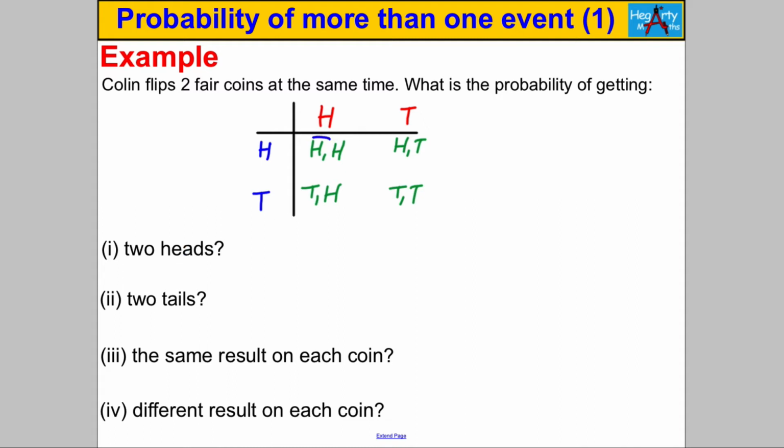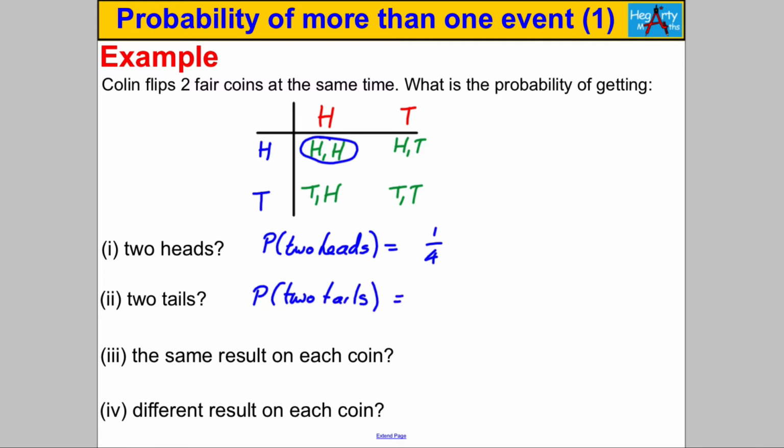So what's the probability he gets 2 heads? Well, there is only one such outcome like that, so the probability of 2 heads is one possible out of 4 possible outcomes, so it's a quarter. What's the probability of 2 tails? Well, again, there is only one outcome where there are 2 tails, so it is 1 out of 4 again.